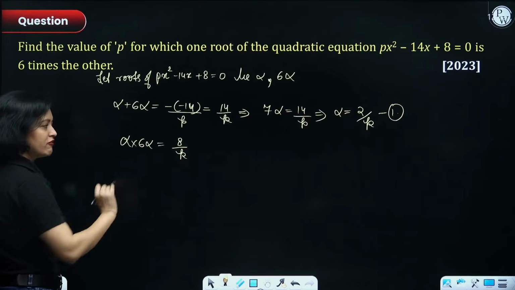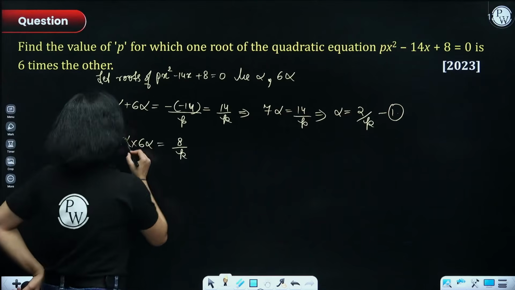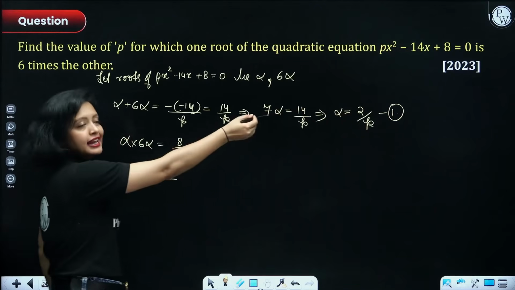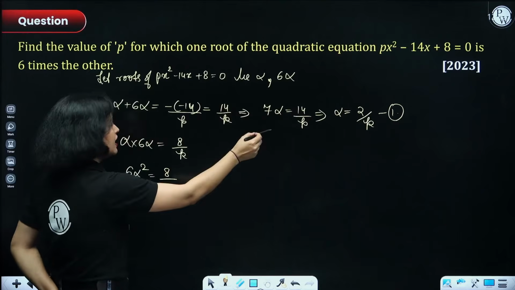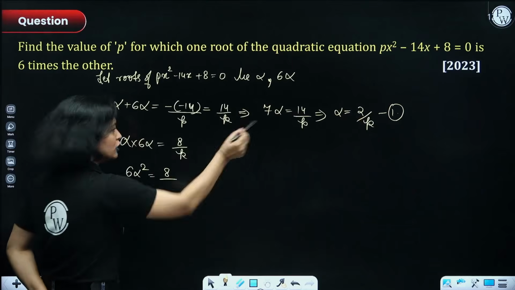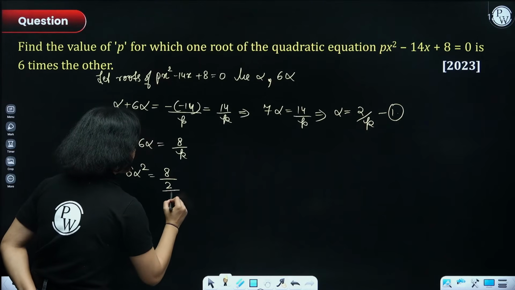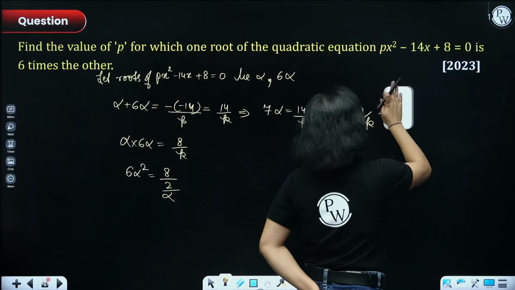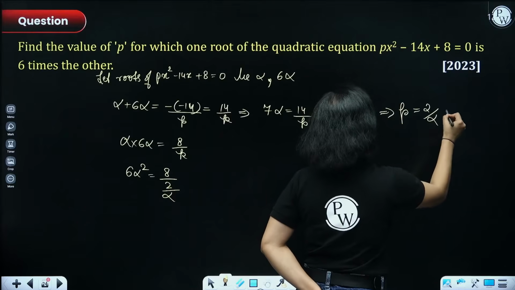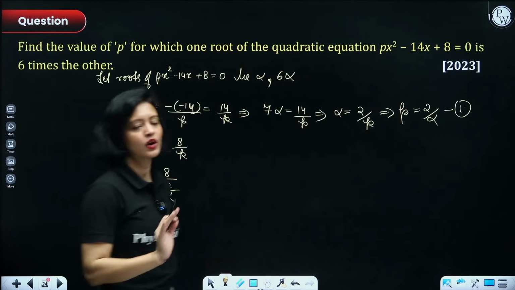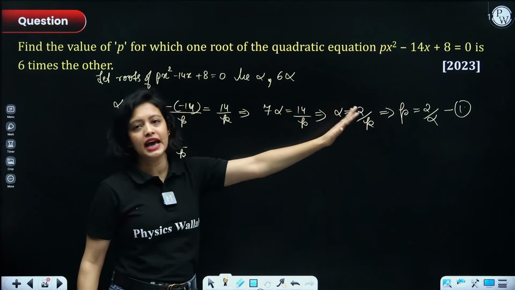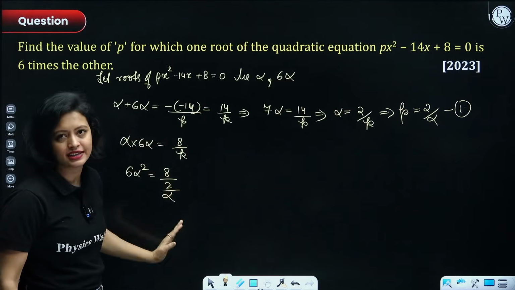Okay. Now, alpha into 6 alpha is 8 by p. Now, this becomes 6 alpha square is equals to 8 over p. Now, in place of p, I can write the value of p from here. The value of p from here is what? 2 over alpha. Okay, if you did not understand, I'll simplify this. Wait, p is equals to 2 by alpha. Did you understand? Okay, simple. So from the first, I figured out the value of p as 2 by alpha and put it here. That's it.